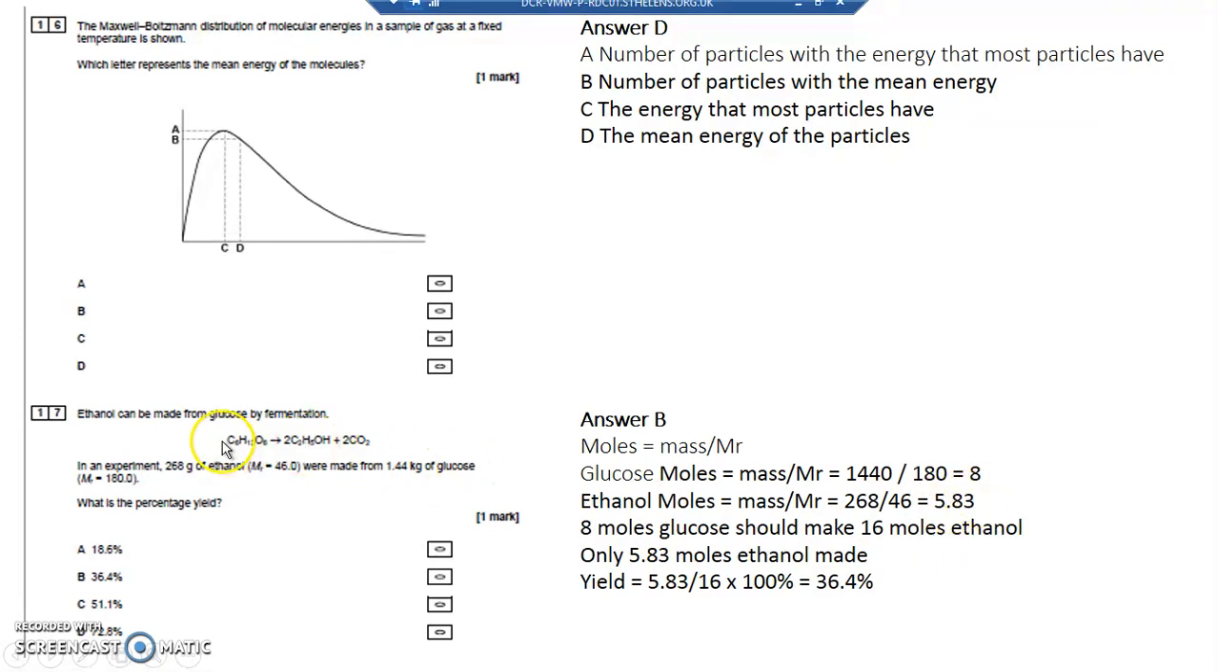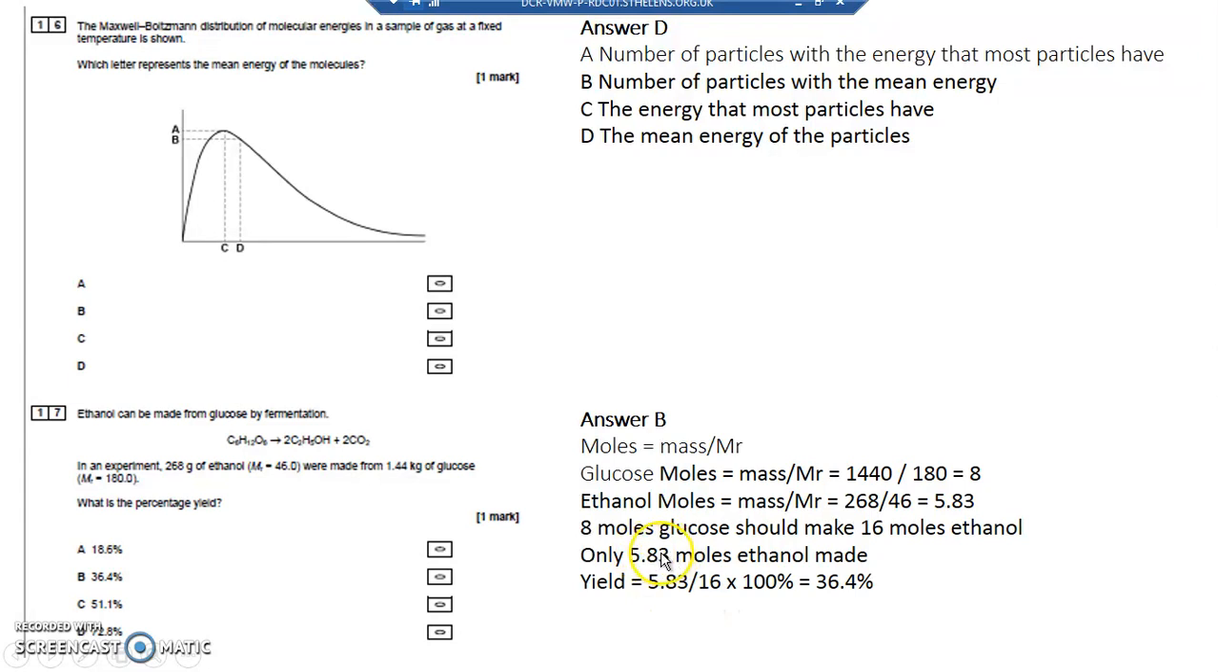Now if I look in the equation, 1 mole of glucose should make 2 moles of ethanol. So if I've started off with 8 moles of glucose, 1 mole makes 2, 8 moles should make 16. I should be making 16 moles of ethanol, but I've only made 5.83 moles of ethanol out of the 16 that I theoretically could have made.